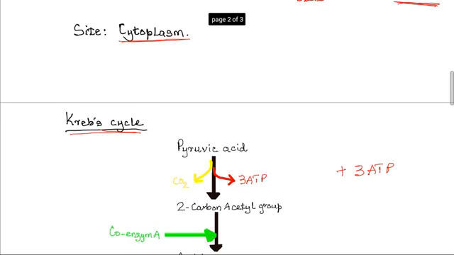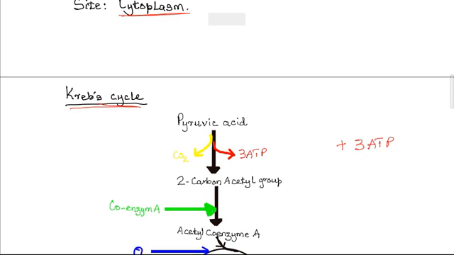So in the Krebs cycle, each one of the pyruvic acid, remember there are 2 produced, so each one of them enters the matrix of the mitochondrion, where it is converted into a 2-carbon acetyl group through the loss of a carbon in the form of carbon dioxide. So this process involves the loss of carbon dioxide.